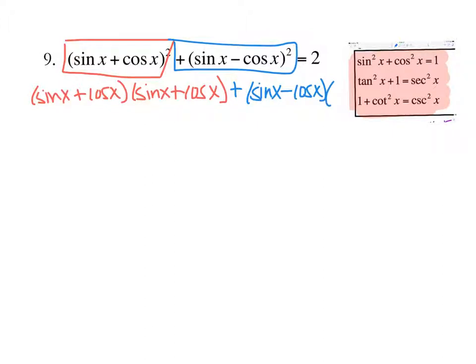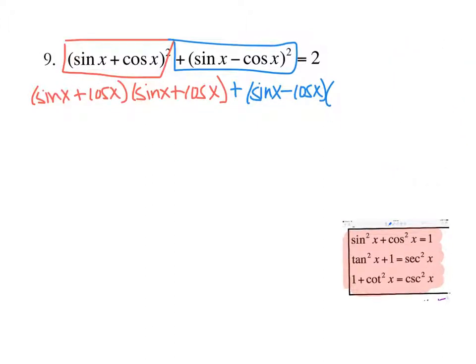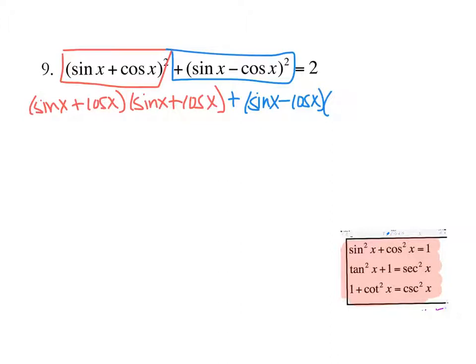Sine x minus cosine x. And somehow this all is supposed to just equal 2, which is kind of crazy to think about right now. But let's start foiling.